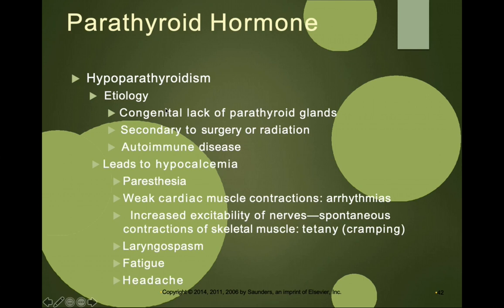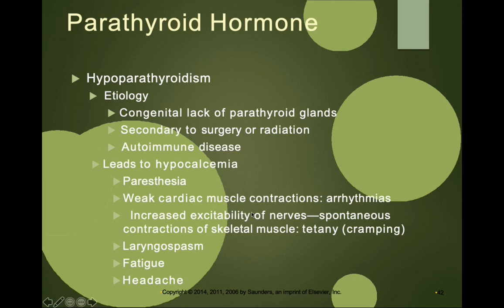So hypoparathyroidism is when there's a congenital lack of the parathyroid glands. And that could happen from surgery or radiation to the throat region or an autoimmune disease. When there is hypocalcemia, decreased calcium in the blood, that can result in paresthesia. That can result in weak contraction of the heart, causing arrhythmias.